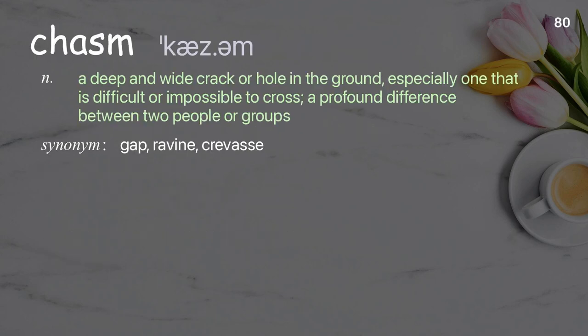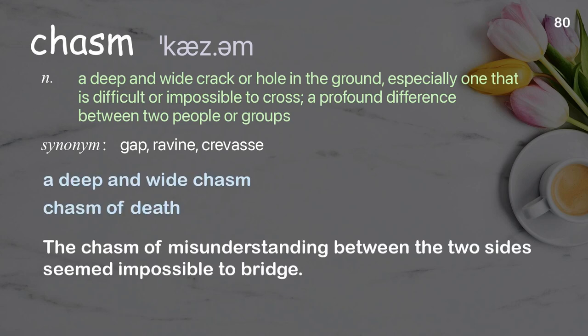Chasm. A deep and wide crack or hole in the ground, especially one that is difficult or impossible to cross. A profound difference between two people or groups. Examples: a deep and wide chasm, chasm of death. The chasm of misunderstanding between the two sides seemed impossible to bridge.